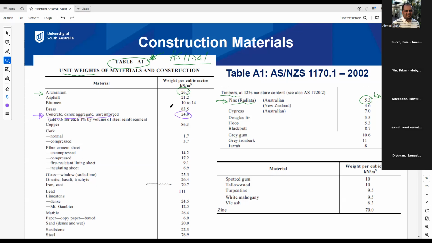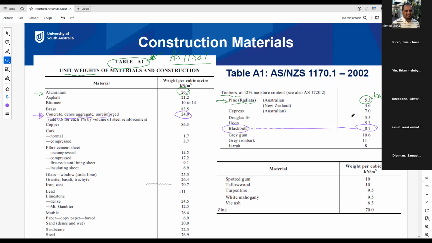Okay, so you don't need to memorize the unit weight of the material, but you just need to know how to use the standard table to find the weight of the material. Another example we use today is the black butt timber. So what is the unit weight of the black butt timber?